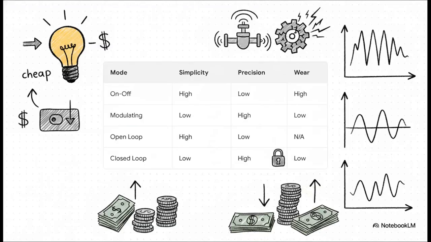So, the crucial point is that every control choice is a trade-off between your budget and your process demands. On-off is simple and cheap, but you lose precision and introduce high mechanical wear. Modulating in closed-loop systems, they give you that high precision and low wear, but you sacrifice simplicity and have to pay a much higher upfront cost for intelligent sensors and positioning valves.